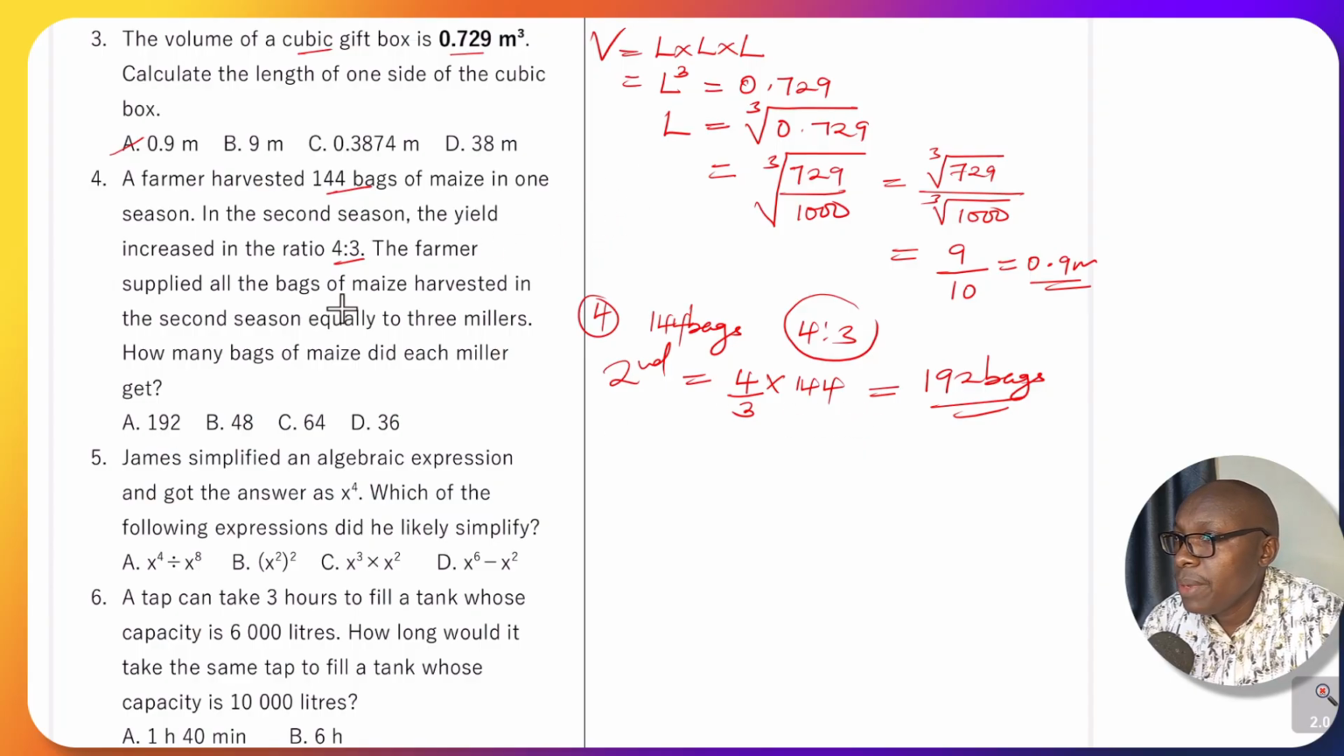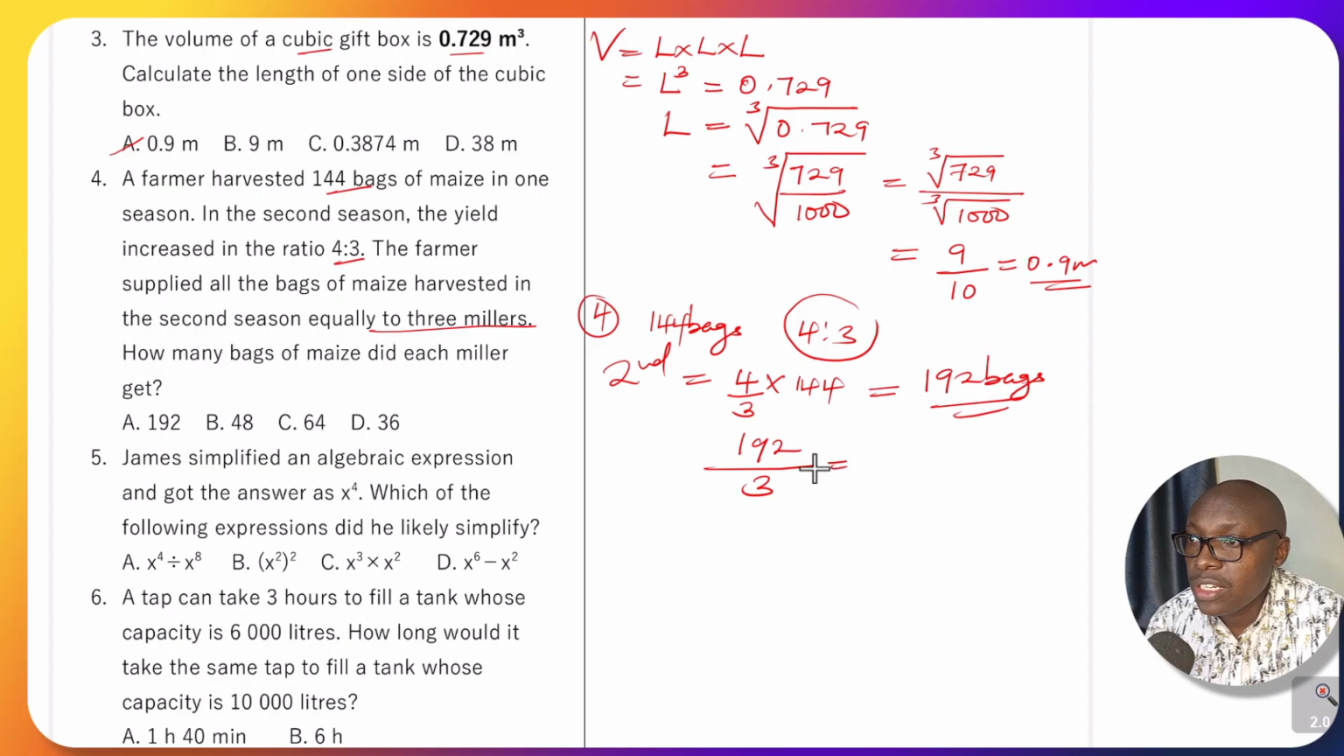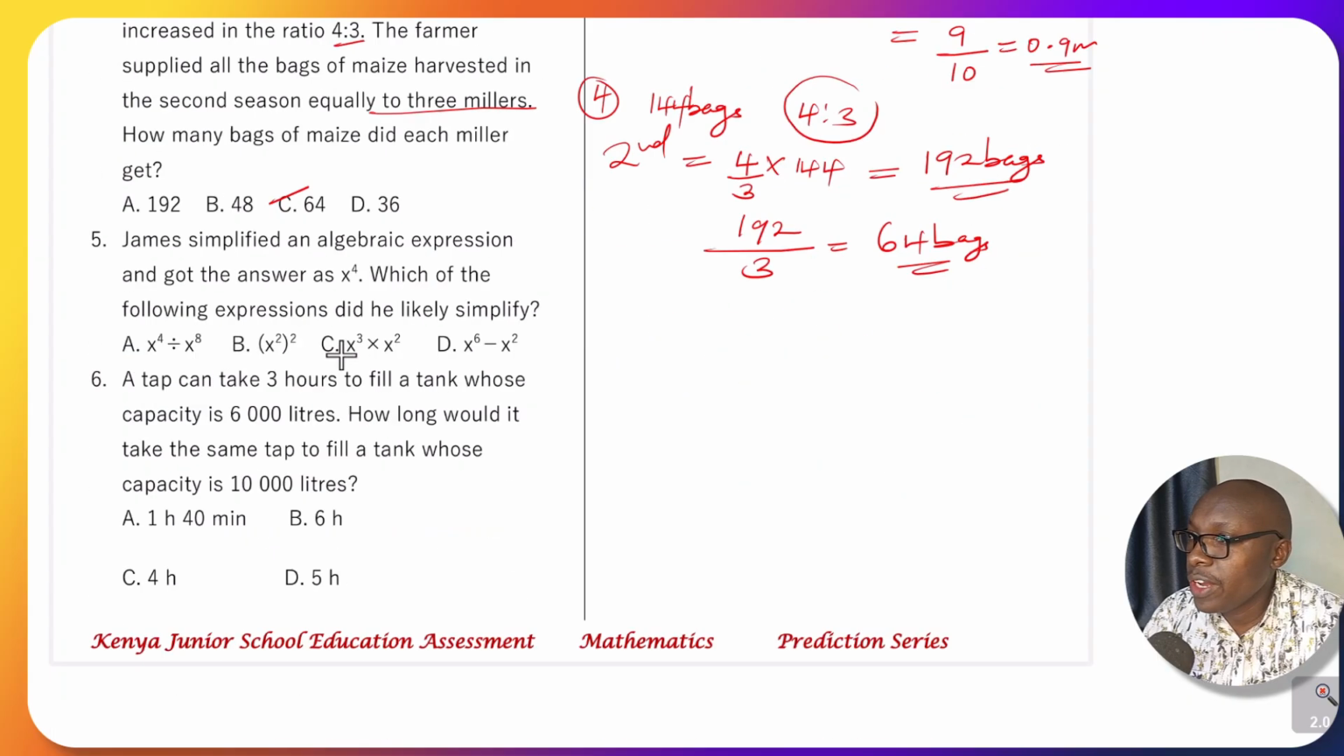Now, these bags are all supplied equally to 3 millers. So 192 bags were supplied equally to 3 millers. How many bags did each miller get? You just take the number of bags, 192, and share among 3 millers. So you just divide by 3 because they got these bags equally. So 192 divided by 3 gives 64. So each miller got 64 bags. So the solution there is C. Go to question 5.